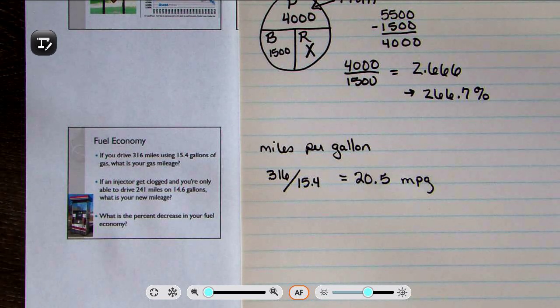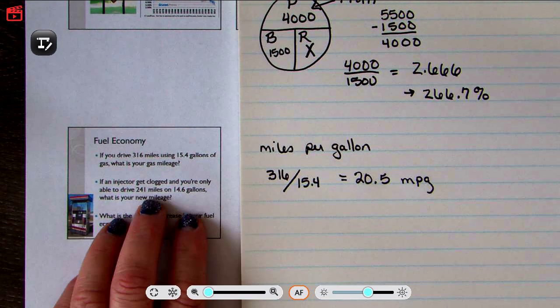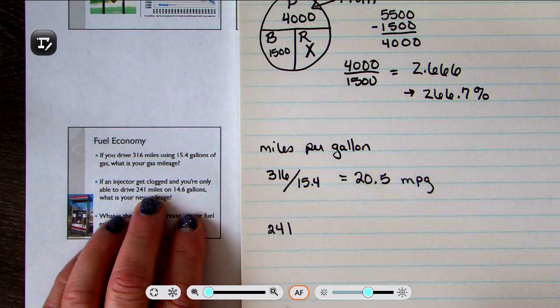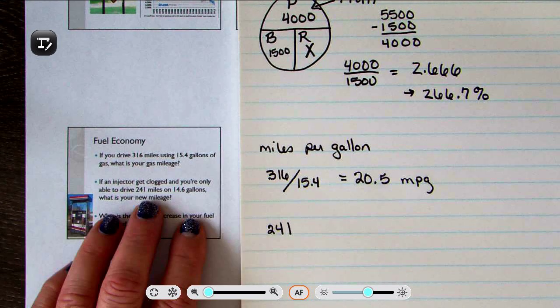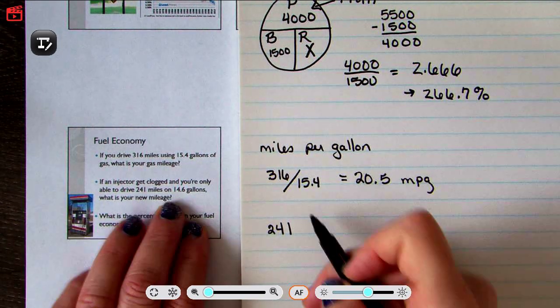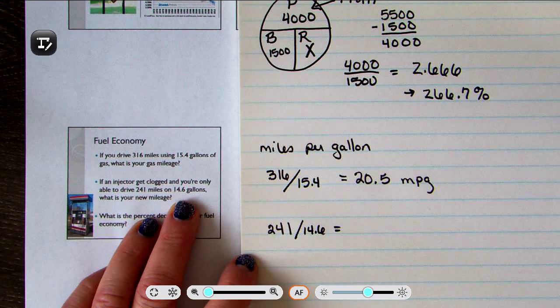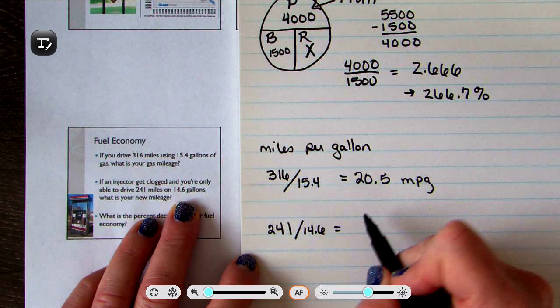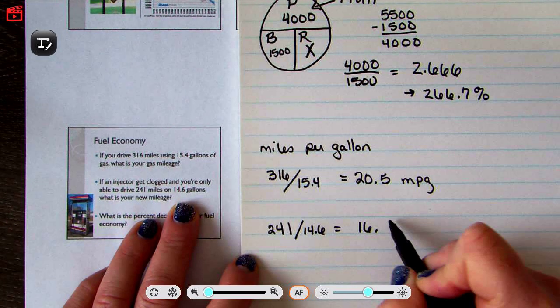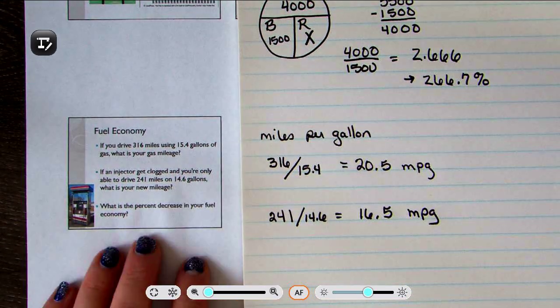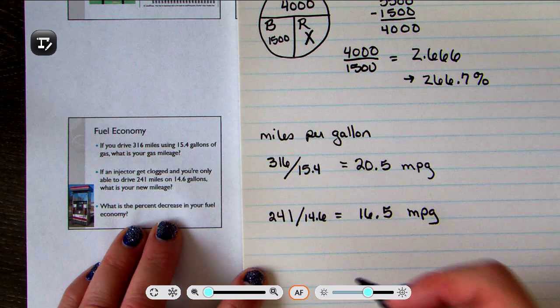If an injector gets clogged and you're only able to go a little bit, say 241 miles, so our injector pump got plugged a little bit, got some dirt in there or something, and we have this miles per 14.6, 241 divided by 14.6, our miles per gallon is 16.5 miles per gallon. Notice we did drop. We want to know what percent decrease.